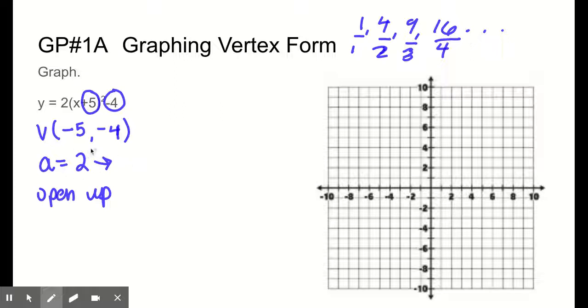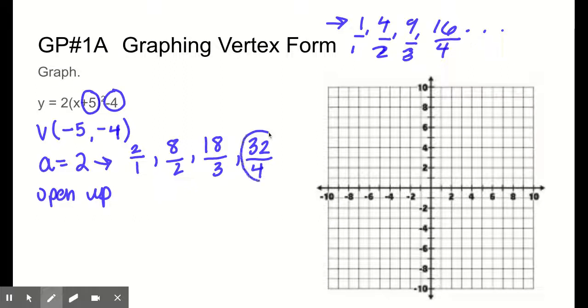So we're going to take the A value, which is 2, and we're going to multiply that value to our numerator. So our first graphing pattern number is going to be 2 over 1. Then we're going to have 8 over 2, 18 over 3, and 32 over 4. Clearly, this is going to be way too big for us to put on our graph, so we're not going to have to worry about that one, but we will check to see if we can fit the 18 over 3 on our graph once we have our vertex there.